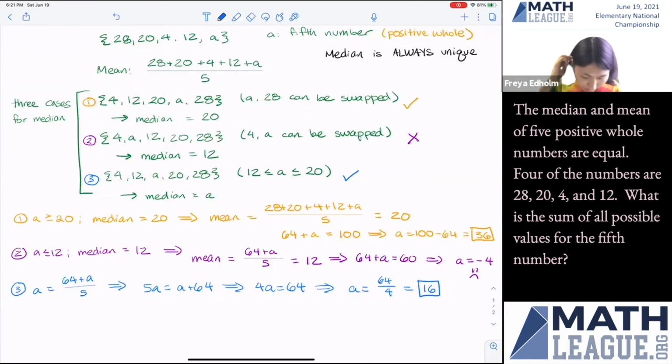Finally, we can just add up these 2 numbers. If we want the sum of all the possible values of A, that's 36 plus 16. We don't add in the negative 4 because that's not a positive whole number. And that's equal to 52. Nice job. And there we go. That solves Sprint number 17.